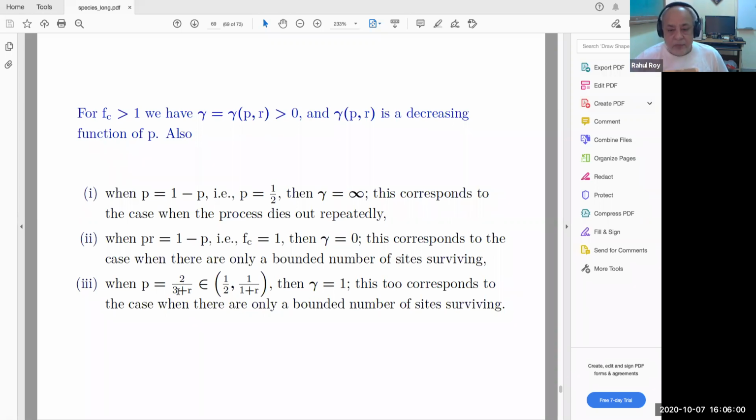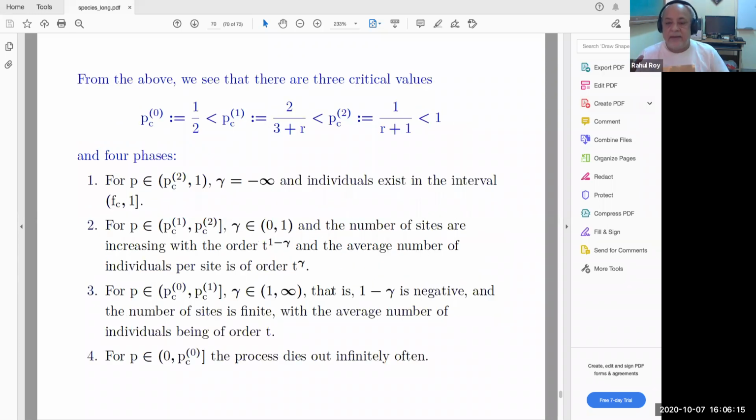And when P equals 2 divided by 3 plus R, so it is a quantity between half and 1 over 1 plus R, then gamma equals 1, and this too corresponds to the case when there are only a bounded number of sites surviving. So basically what we see is that there are 3 critical values: half, 2 over 3 plus R, and 1 over R plus 1. And these 3 critical values separate out 4 phases. So for this PC2 to 1, gamma equals minus infinity, and individuals exist in the interval FC to 1.